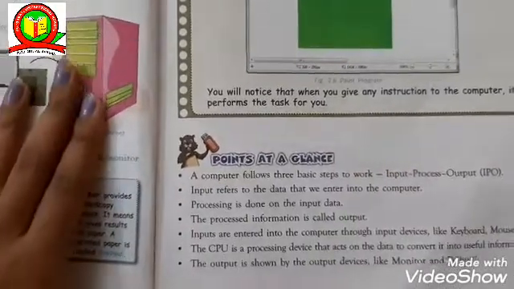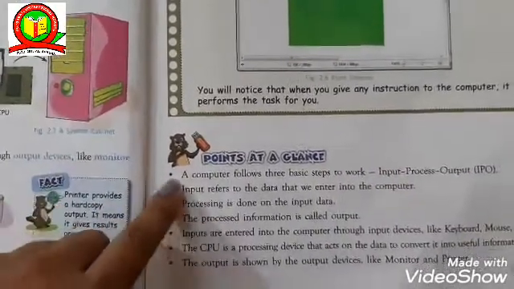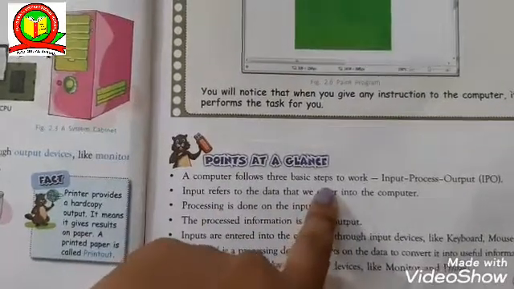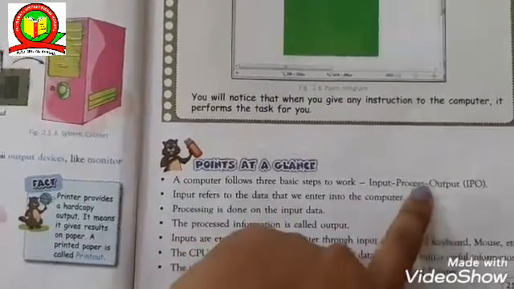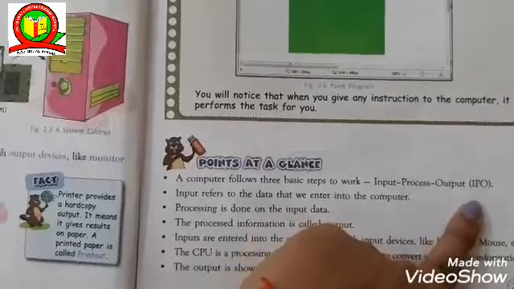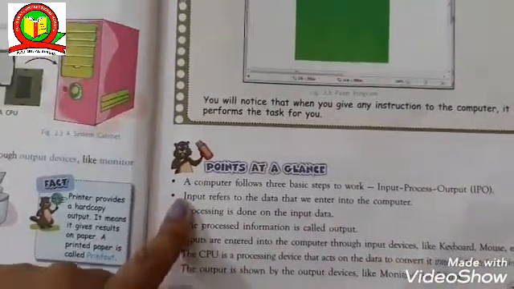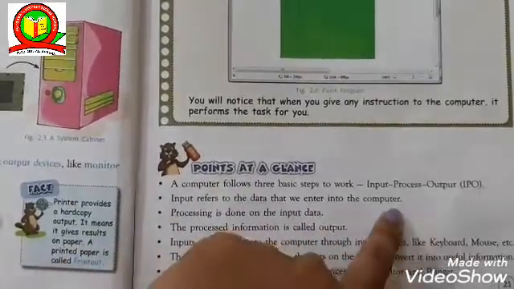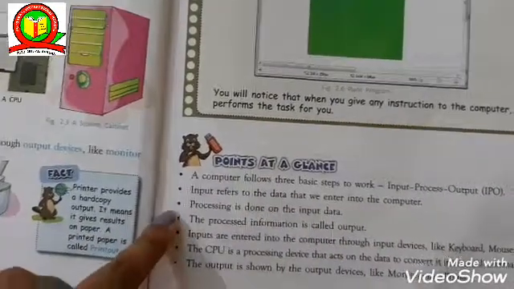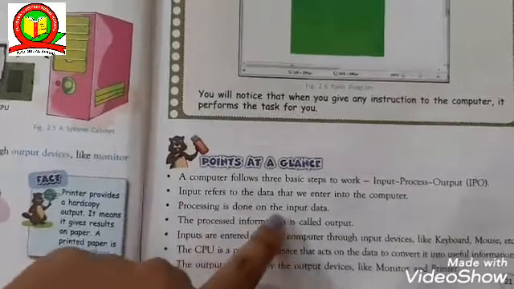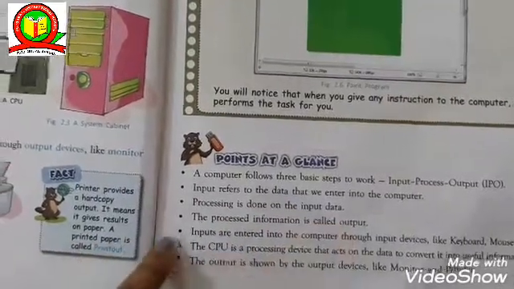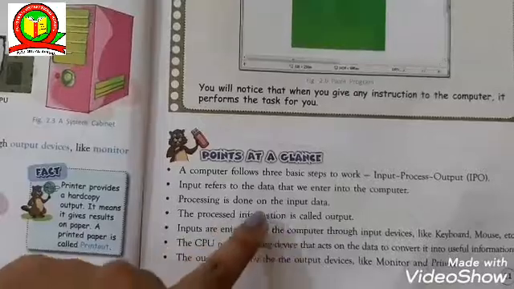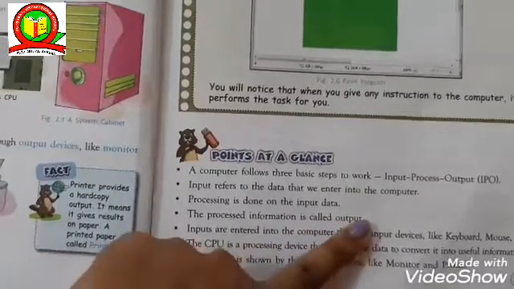Learn some points which are at a glance. A computer follows 3 basic steps to work: input, process, output. We can call IPO also to this function. Input refers to the data that we enter into the computer. The second, processing is done on the input data. And the next one is the processed information is called output.